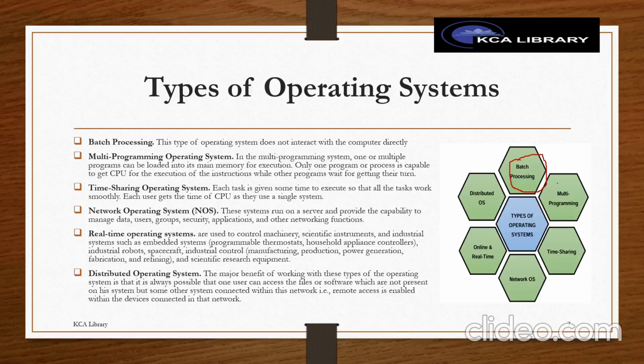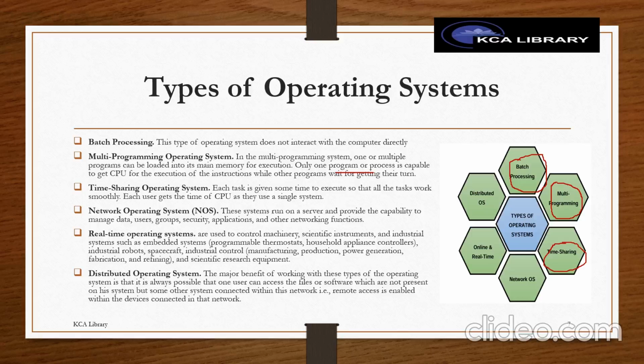Then we have the multi-programming operating system. This is where one or more multiple programs can be loaded into its main memory for execution. Only one program process is capable of getting the CPU for the execution of the instructions, while other programs wait for their turn. Then we have the time sharing operating system.